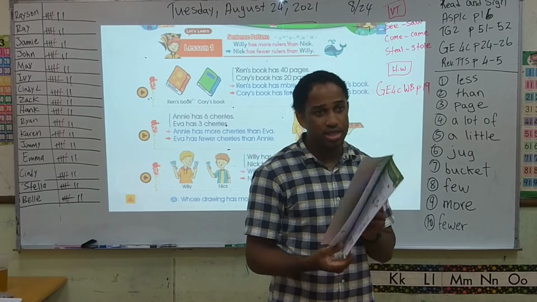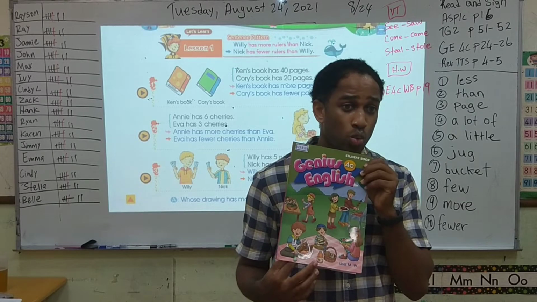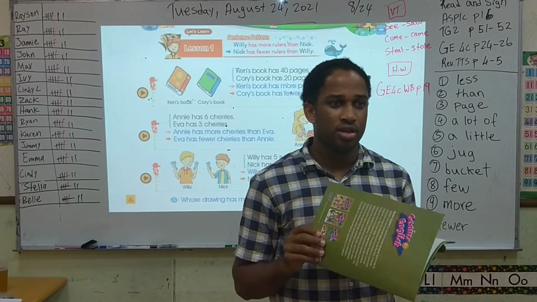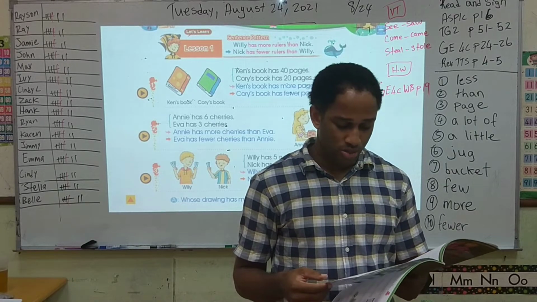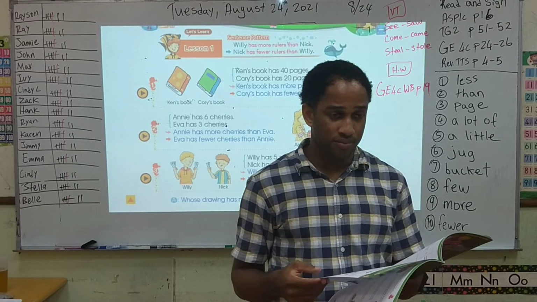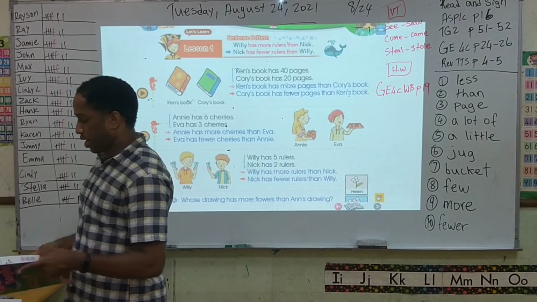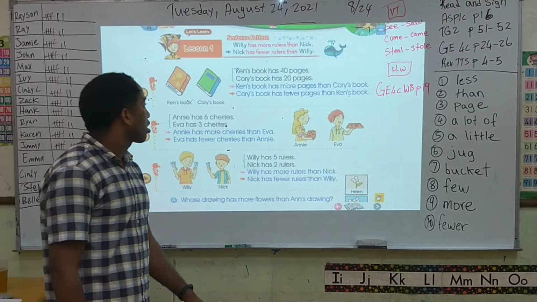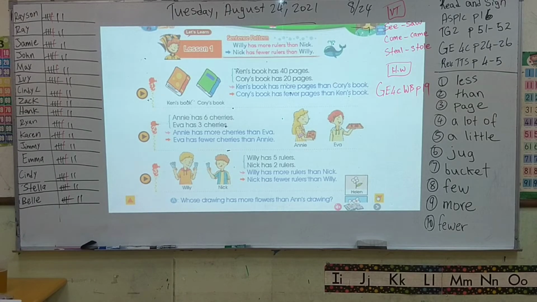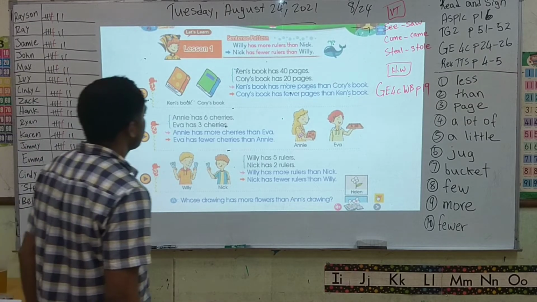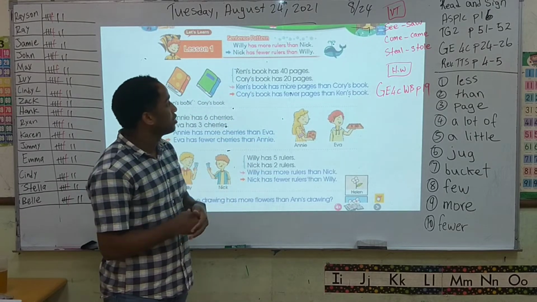Now, everyone, please take out your GE4C student book and turn to page 24. GE4C student book, page 24. Good. So now we're on page 24. Okay, so remember, William has more rulers than Nick.